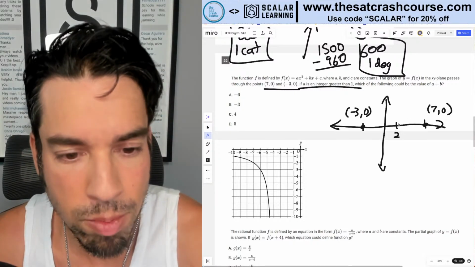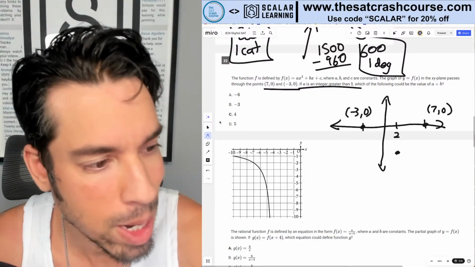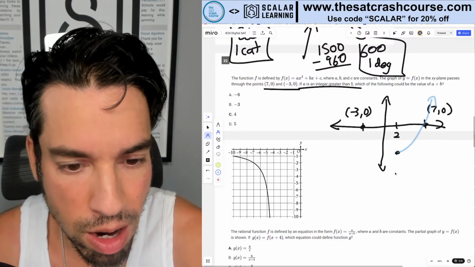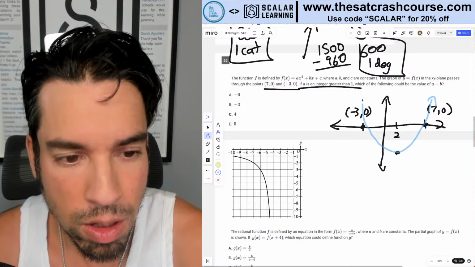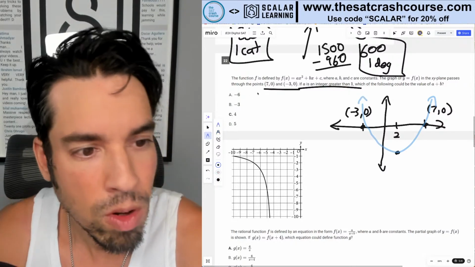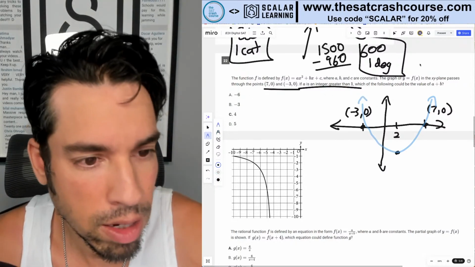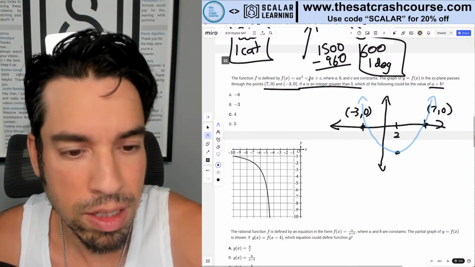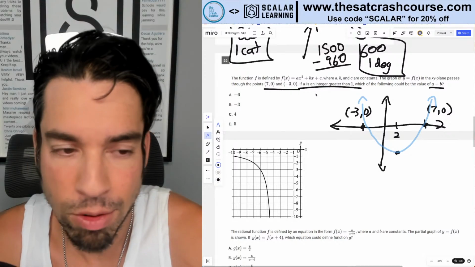So this is all very good information. Do I know the k value? No, but I know it's got to be somewhere down here. So here's an approximate graph of my parabola. Just approximate. Let's see what else. Oh, by the way, we're trying to figure out what a plus b is.